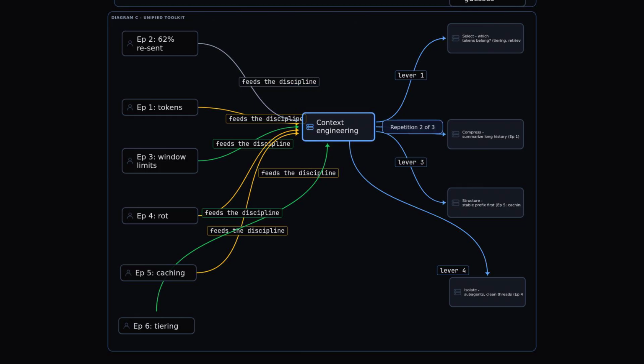Hold this. Context engineering is the engineering of what the model sees. Select, compress, structure, isolate. 4 levers against 4 failure modes, and every cost lever in this playlist serves one of them.